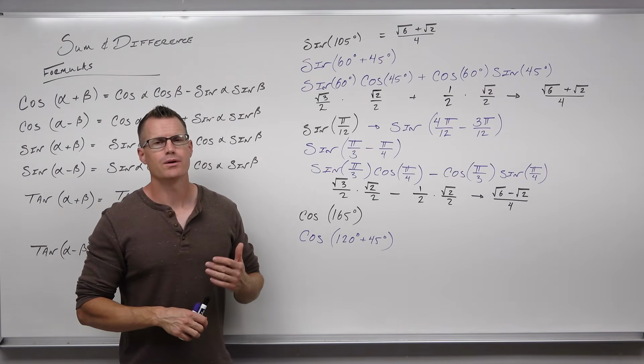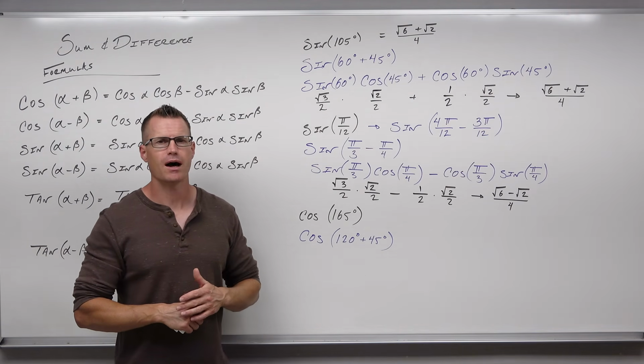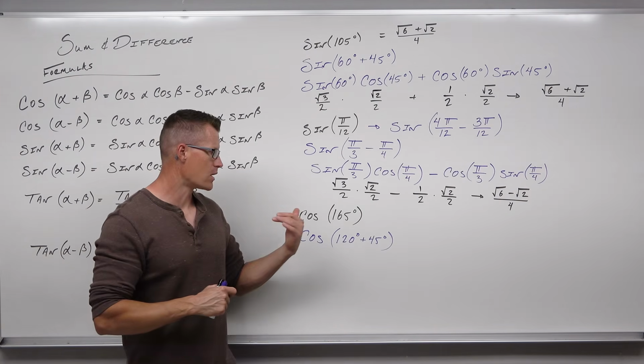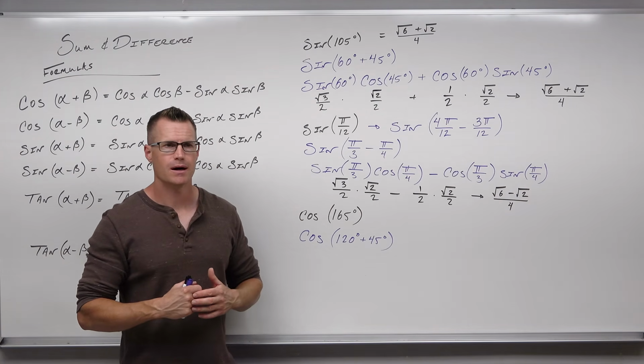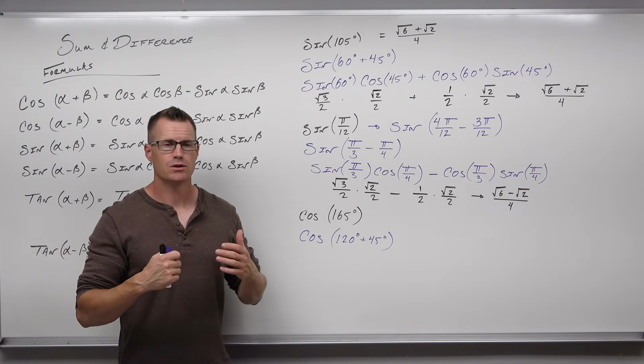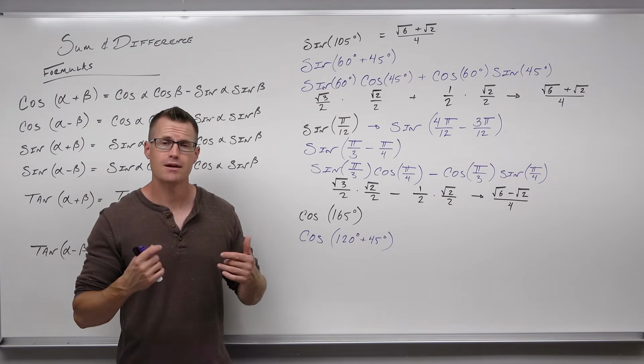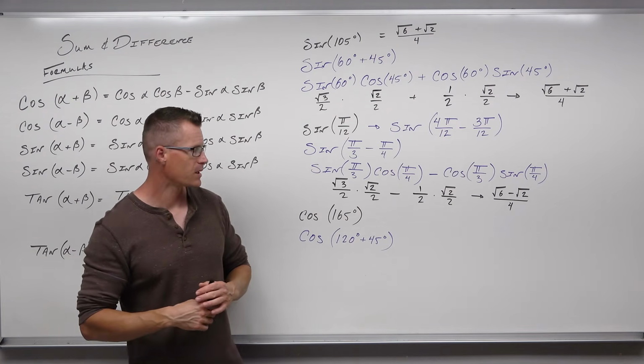What you don't want to do is say, well, 135 degrees is on my unit circle, so why can't I do 135 degrees plus 30 degrees? You can. You can do both of them. It's just fine to do that if they're all on your unit circle.